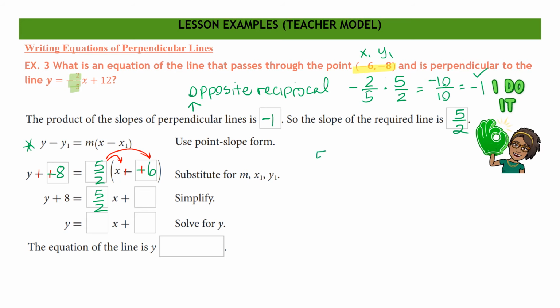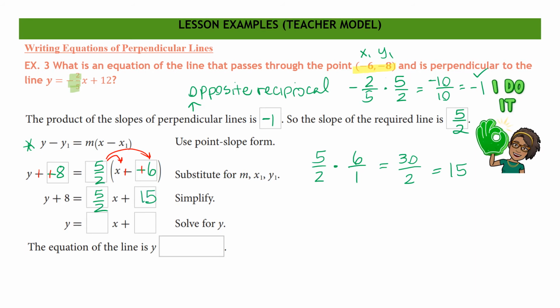So let's go over here and do some multiplying. We have 5/2 times 6, which really is saying, 5/2 times 6 over 1. And then when we are multiplying fractions, we multiply straight across. So we have 5 times 6, which is 30. 2 times 1, which is 2. 30 divided by 2 is 15. So we have 5/2 times positive 6, which gives us 15.